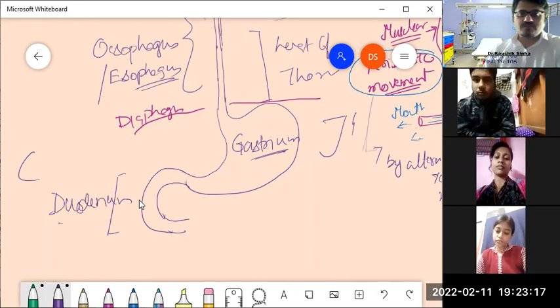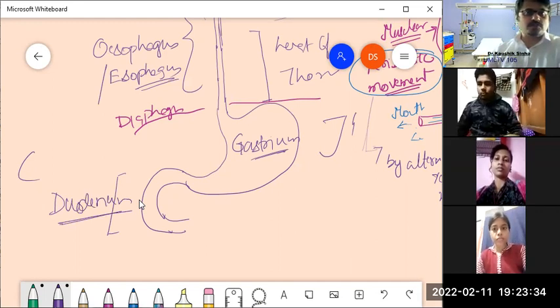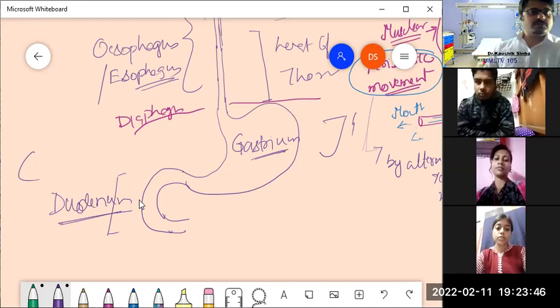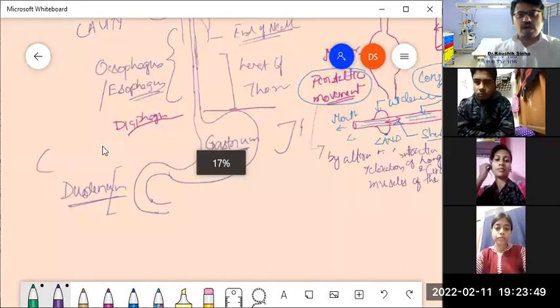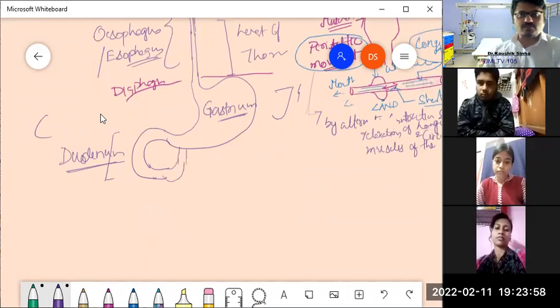This is a very, very important part of the digestive tube because it is in this location that all the digestible foods get digested. The digestion of what we eat gets completed in this part of the tube. Which part? The name of the part is duodenum.